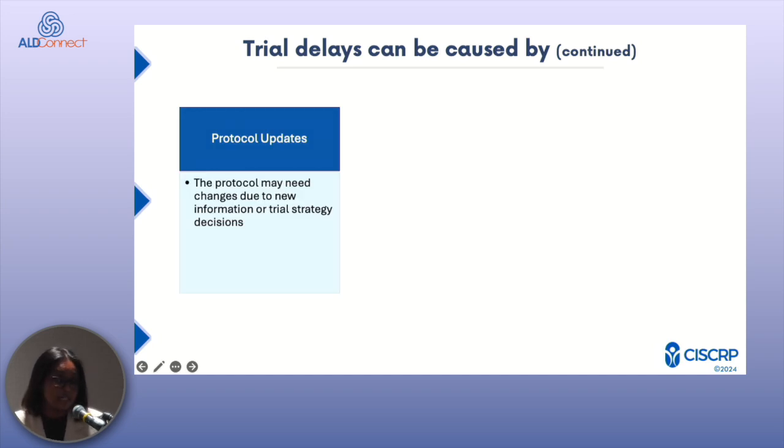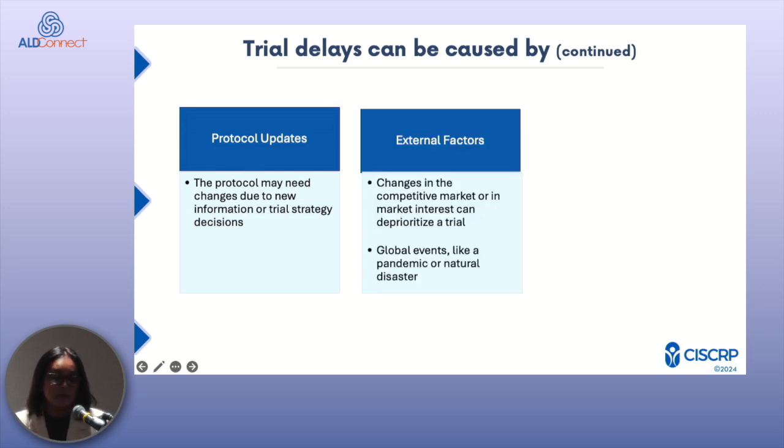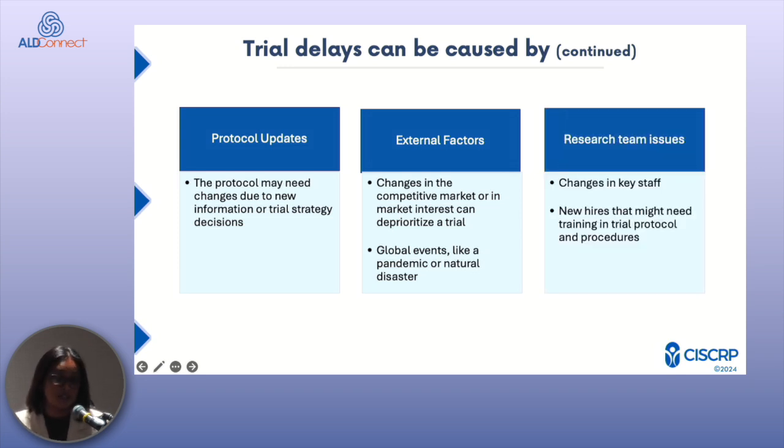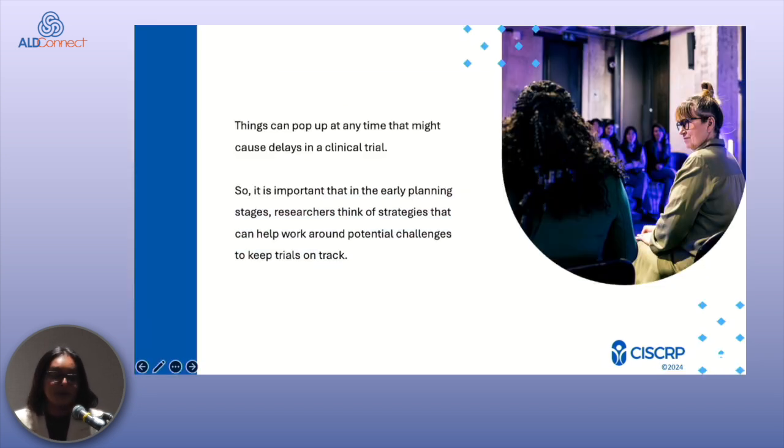If there are protocol updates needed, so if there's new information that's released about the investigational treatment that would require a protocol update, that could delay the trial start. External factors, so global events like a pandemic can delay a trial. And lastly, research team issues. So like if there are new hires that they need new training to be brought up to speed on trial protocol and procedures. But the general takeaway here is that things can pop up at any time that might cause delays in a clinical trial.